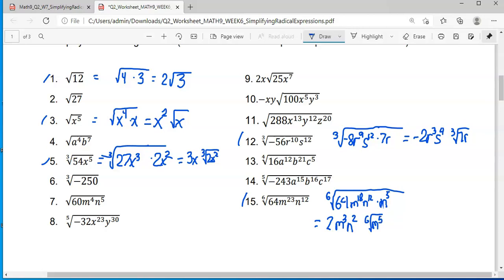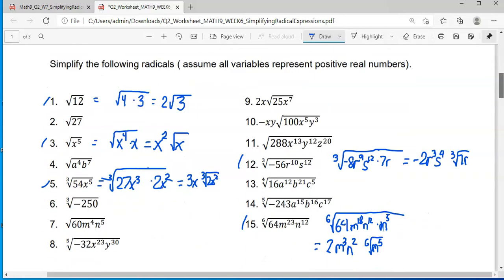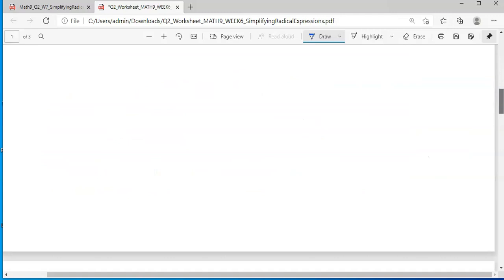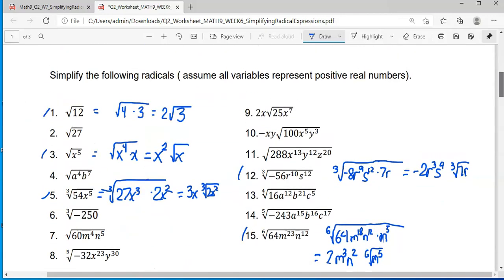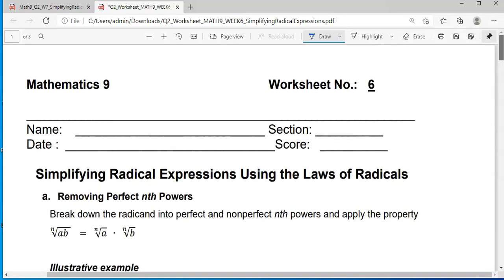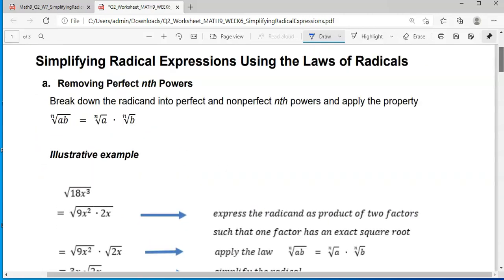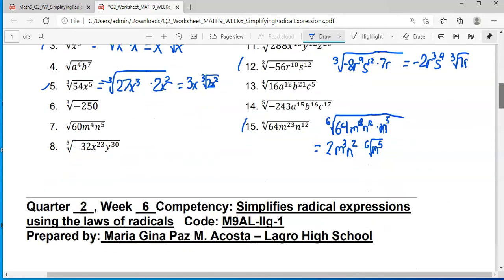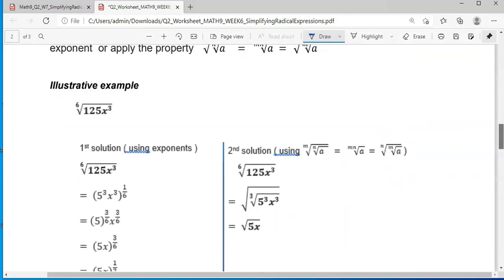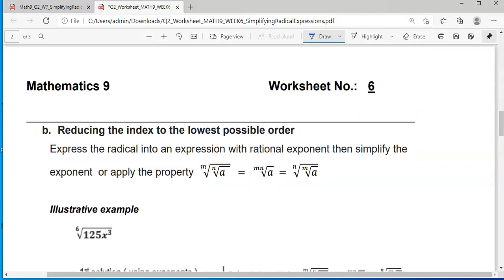Okay? So I hope naintindihan natin itong examples na to. Itong ginawa natin, yung ginawa natin on simplifying radicals, by applying the laws of radicals, by removing the perfect n powers. So our next example na ibibigay ko naman ay reducing the index to the lowest possible order.